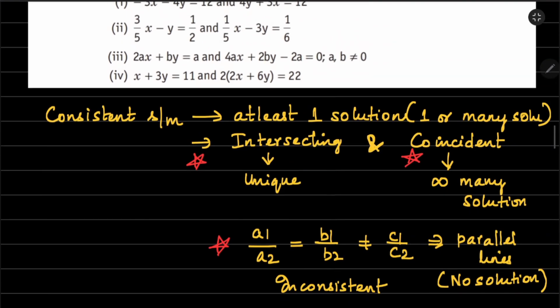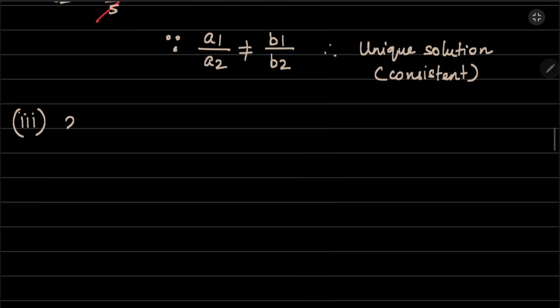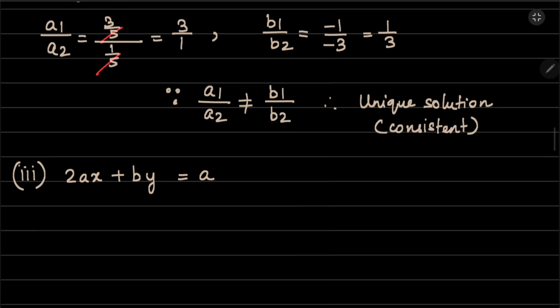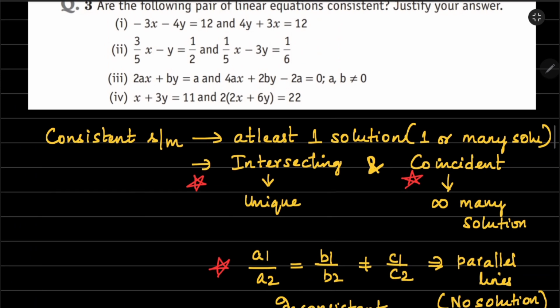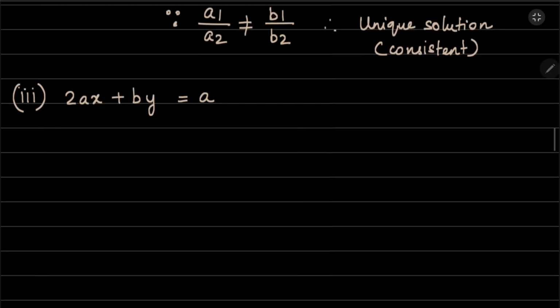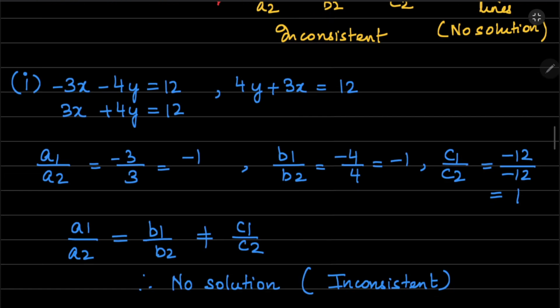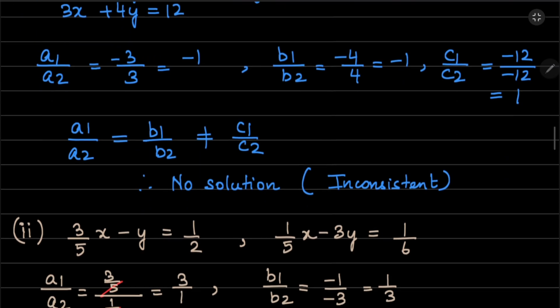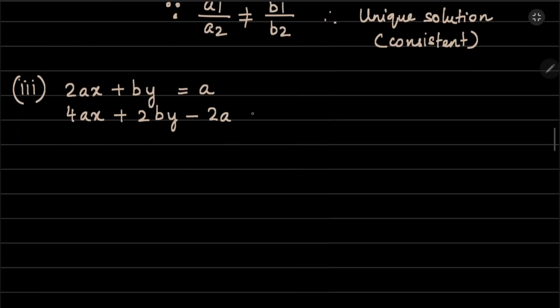The third question: 2ax plus by equal to a, and the second equation is 4ax plus 2by minus 2a equal to 0, where a and b are not equal to 0. So the second equation is 4ax plus 2by minus 2a equal to 0.